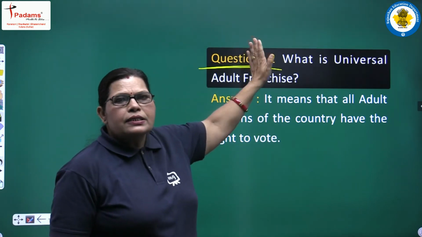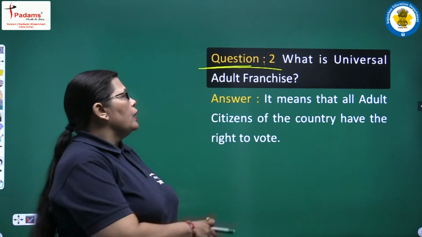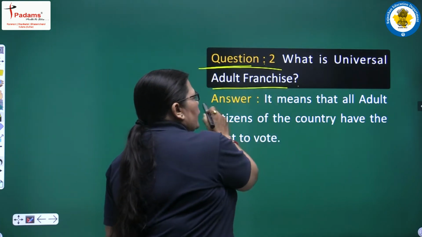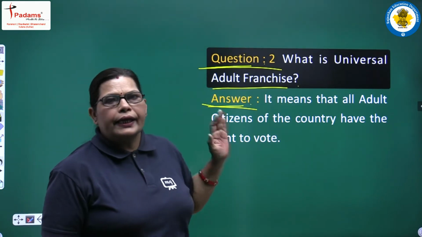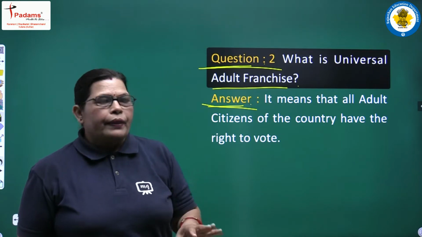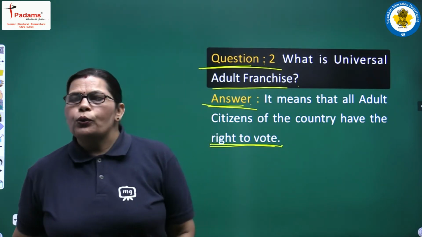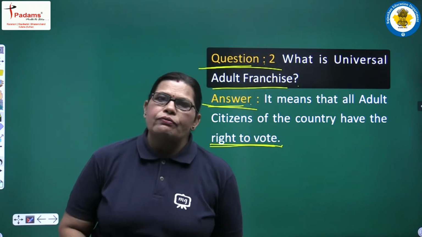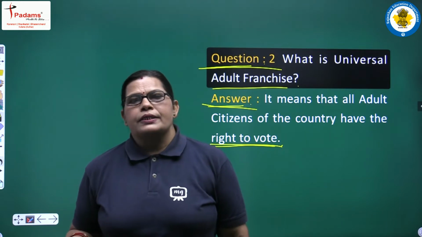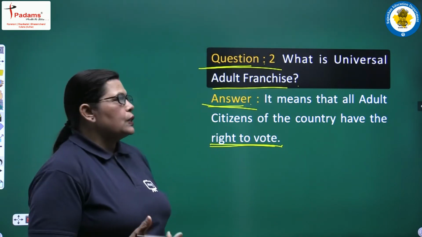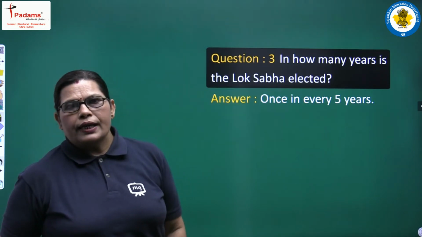Next question: what is universal adult franchise? Yes, we had discussed this in article 326. It means that all adult citizens, that is 18 and above, of the country have the right to vote, to elect their own representatives in the legislative assemblies, in the parliament, in the panchayats, etc. So this is the important thing about universal adult franchise.